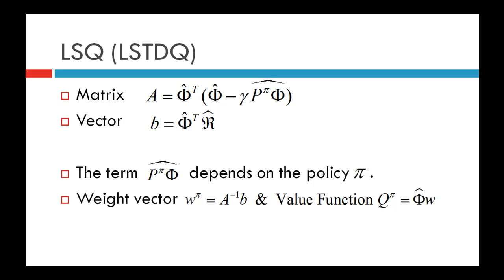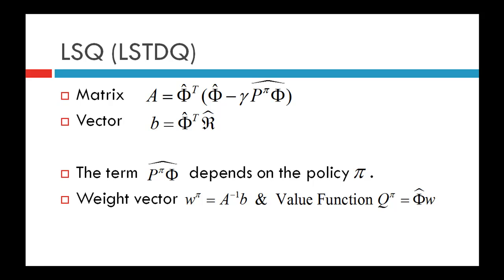So the LSQ algorithm or the LSTDQ algorithm approximates the matrix phi, approximates the matrix P pi times phi, and approximates the reward vector r, and we denote them as phi cap, P pi times phi cap, and r cap. So now the A matrix is going to be phi cap transpose phi cap minus gamma times P pi times phi whole cap, and the B vector is going to be phi cap transpose r cap.